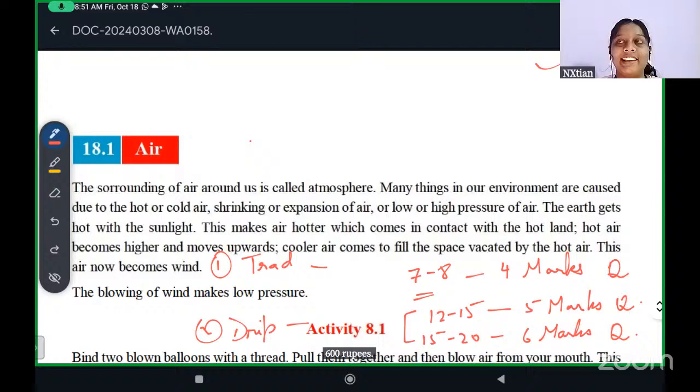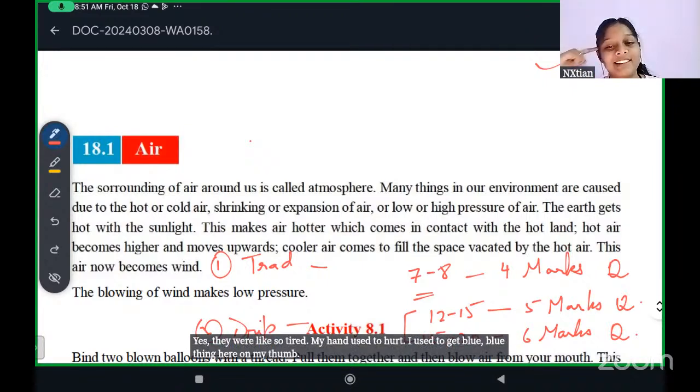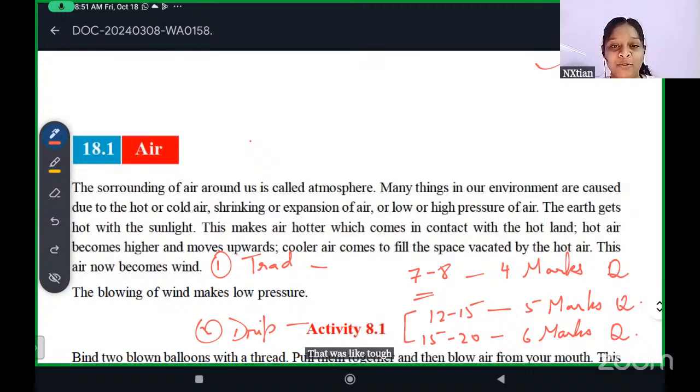So we didn't like 10 mark questions. We had to write 5 pages for one question. 10 marks, 5 pages for one 10 mark question. Now I think I'm going to get a fracture writing so much. Yes, we were so tired. My hand used to hurt. I used to get a blue mark here on my thumb. It was tough writing 5 pages for one answer. That's not the case with you all anyways.